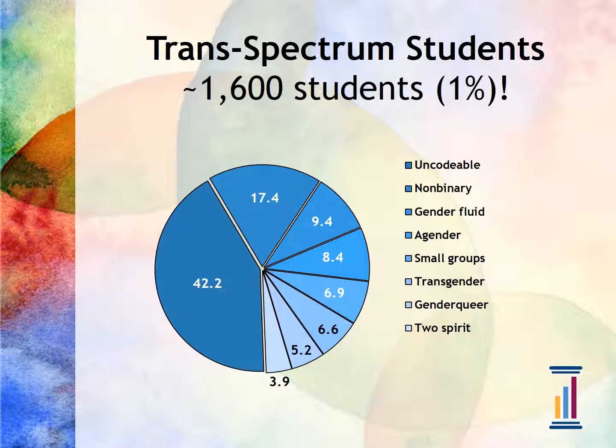And then next, talking about our trans spectrum students. Now this is quite a bit smaller group, but still pretty hardy for us. It's only about 1% of our students, but it's still quite a few of them. And what I found, remember our question has man, woman, and then a write-in for another gender identity. So these are all captured within the write-ins, but you'll notice a very large chunk of them are uncodable.